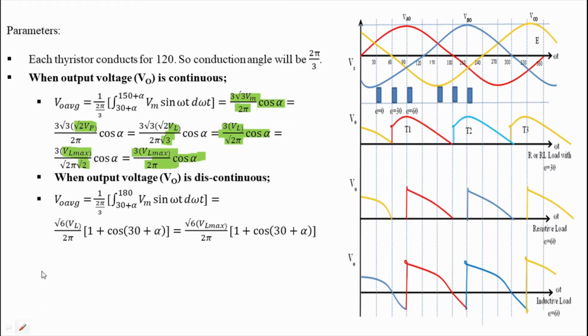These are the two conditions for output voltage to be discontinuous, that is load is resistive and alpha is greater than 30 degree.